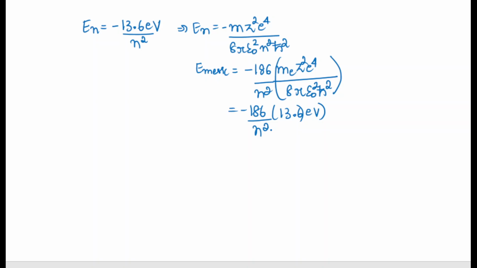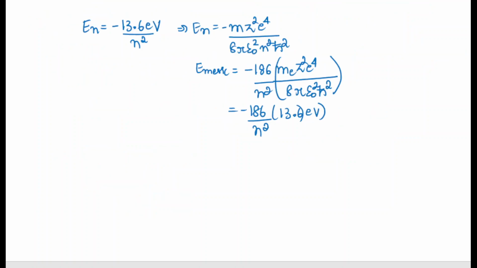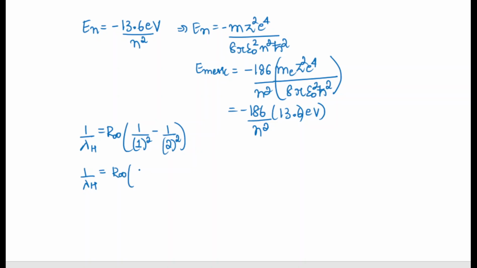Now, one more part is added in the question: the wavelength of the first line in the Lyman series for such an atom. For the wavelength, if you find 1 divided by lambda, you will get the wavelength. Let me continue from here. So 1 divided by lambda is equal to R infinity times 1 divided by the initial n square; for the Lyman series it will be 1 square, minus 1 divided by 2 square, which is 4. This is for the hydrogen atom. So 1 divided by lambda H is equal to R infinity, and after solving it will be 3 by 4.